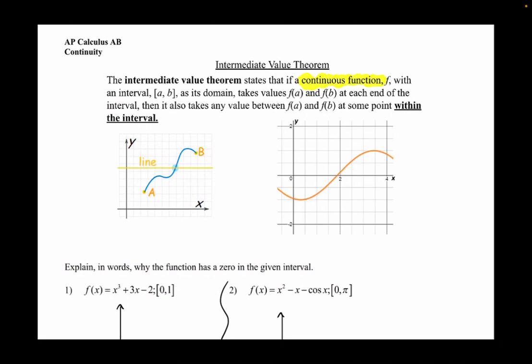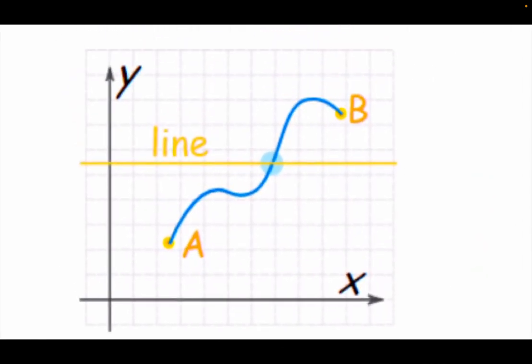Because if it's a jump or an asymptote or a hole, then the intermediate value theorem doesn't apply, okay? So yeah, exactly that. If I start here and I end here, I had to have crossed the blue line somewhere. Where? I don't know. When? I don't know, but I did cross it, okay? That's what the intermediate value theorem says. So here's kind of an example of that. If I start at A, finish at B, I had to have crossed that line somewhere.